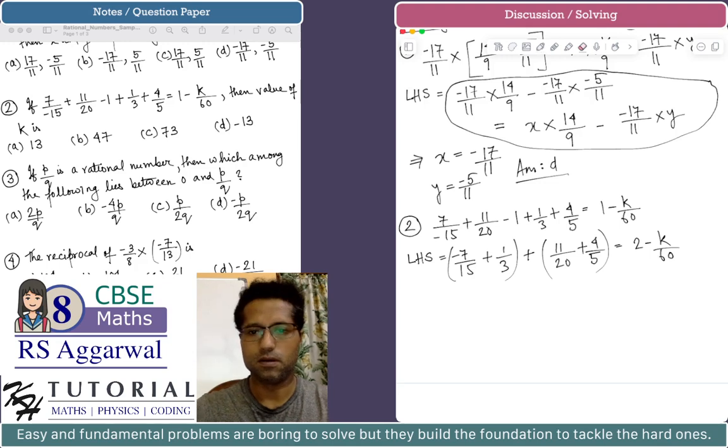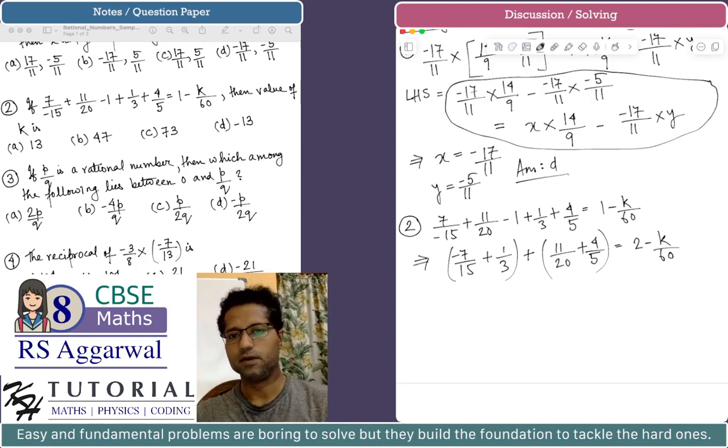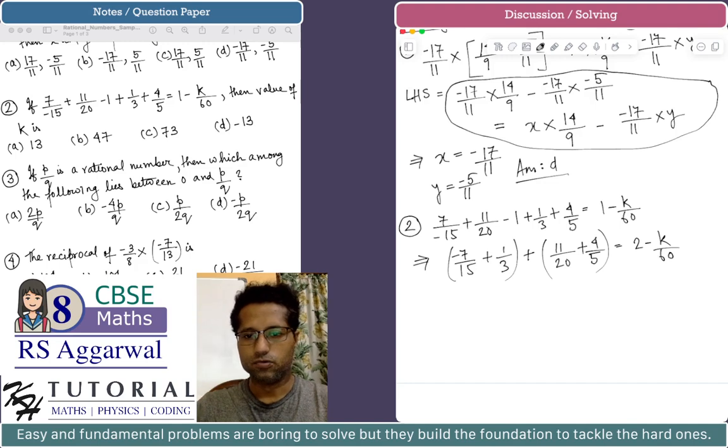no, this is the wrong way of writing. So I will write, this implies, on the left hand side I did a little bit of grouping, and I brought the minus 1 from the left hand side to the right hand side. So now I have to do this. I have to simplify this. This will be minus 7 plus 5 divided by 15, plus this will be 11 plus 4 into 4 divided by 20.